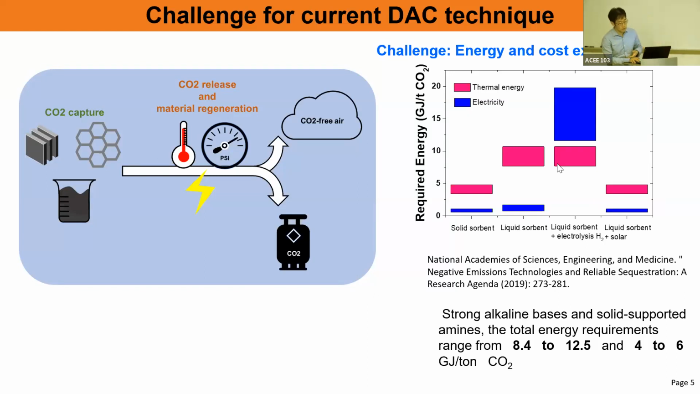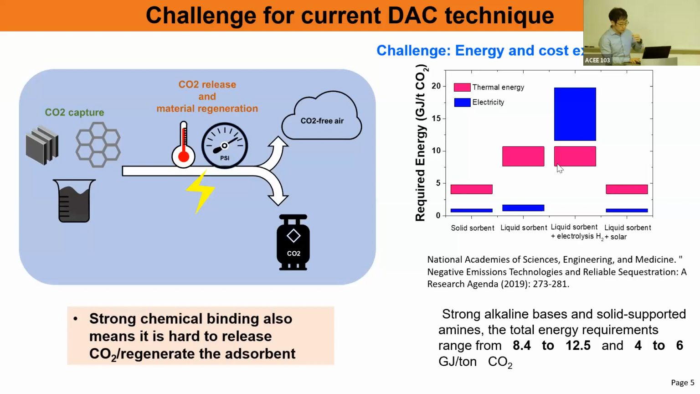According to a report by the National Academies of Sciences, Engineering, and Medicine in 2019, just using the current technologies to regenerate those materials can cost 8.4 to 12.5, or 4 to 6, gigajoule per ton of carbon dioxide captured. Those high energy costs make the current techniques not attractive, because we want to reduce the carbon dioxide without spending a lot of money. No one will pursue that. We want to find some way that we can capture carbon dioxide selectively while regenerating it with less energy expense.